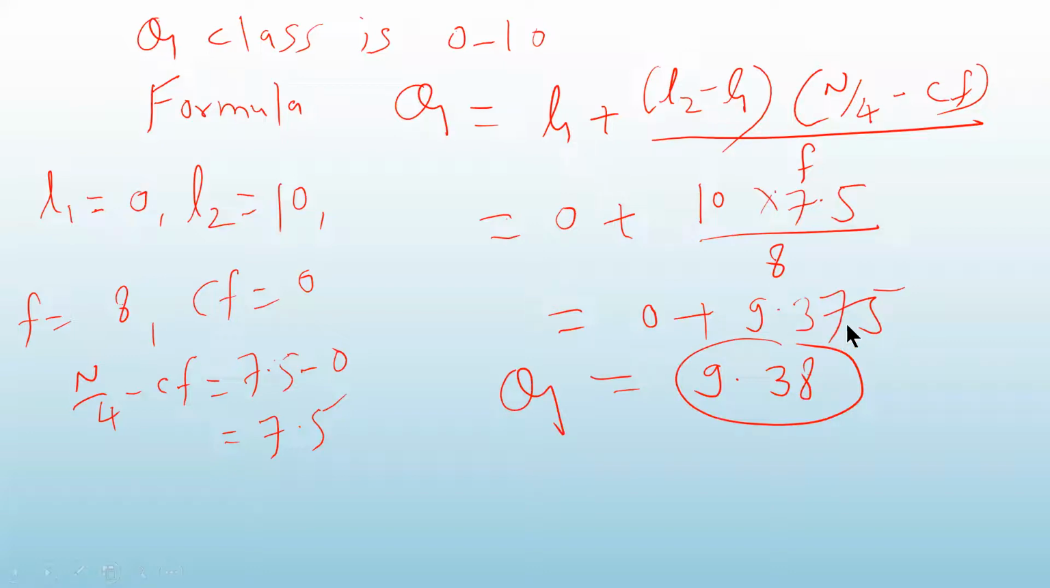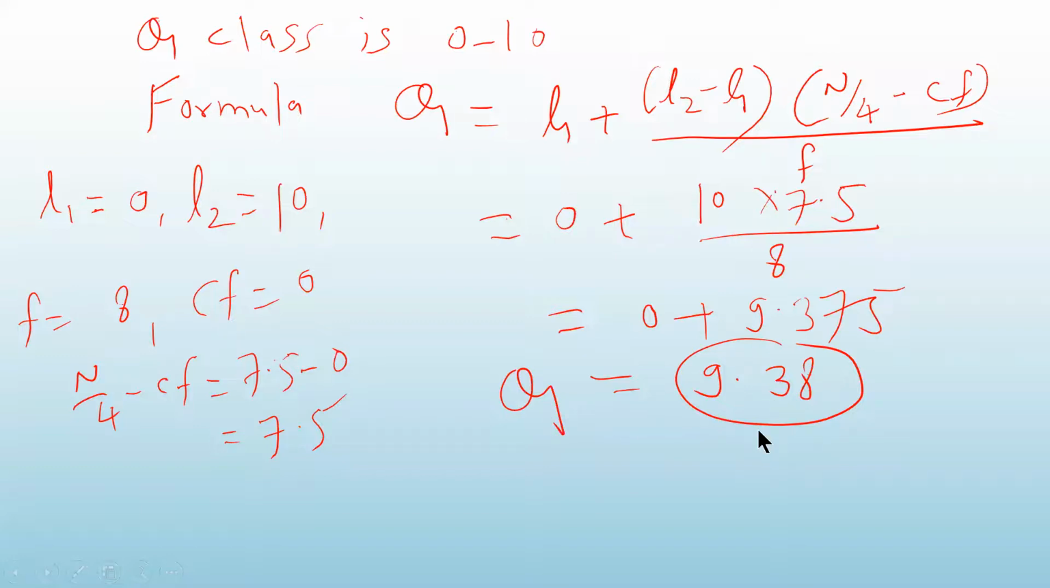So what you have to do, look at the third place. If the third place is 5 or more than 5, in that case, the second place can be increased by 1. You have 7 है ना, तो हम इसको 8 कर, 9.3. This is called rounding off. Mathematics में इसको rounding off. 9.3. So Q1 is 9.3.